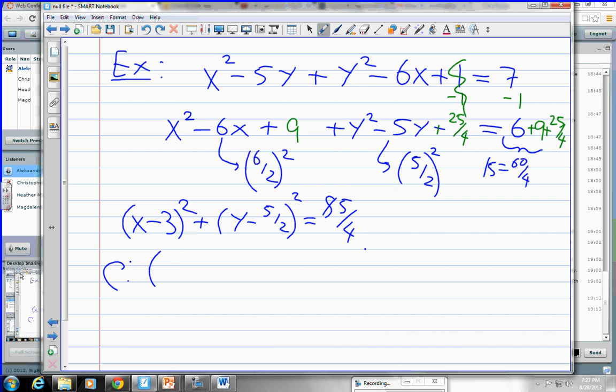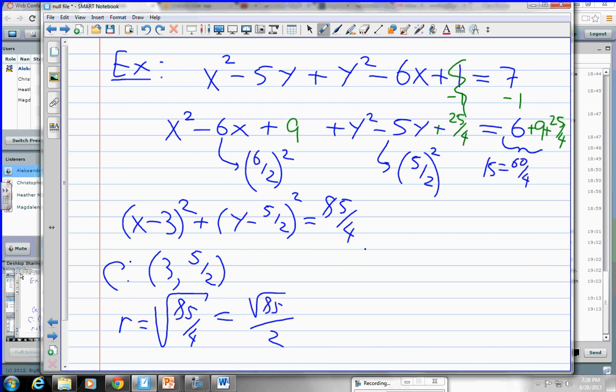What is the center? 3 and 5 over 2. What is the radius? 85 fourths. Square root, right? So it's a square root of 85 over 4. It's politically incorrect to have a square root in the denominator, but it's a 4, so we can deal with that really fast. So it's a square root of 85 over 2.